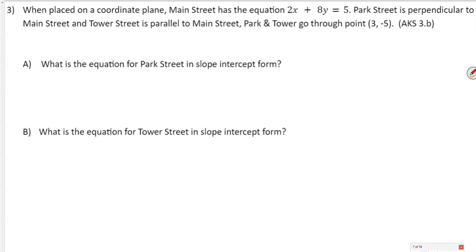All right, some more of the same here. So go ahead and do this one. Come back to me when you're done.